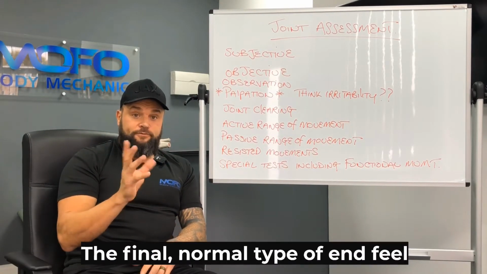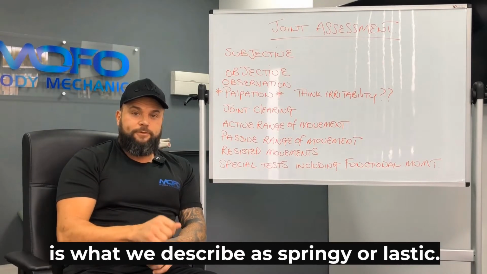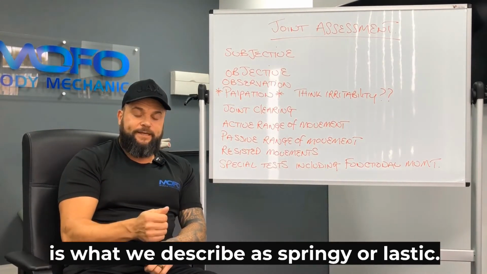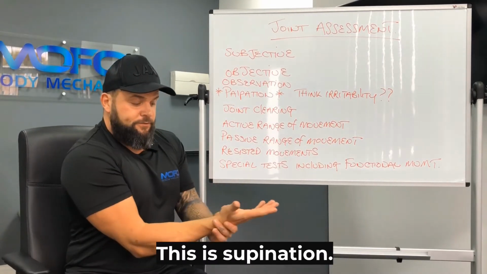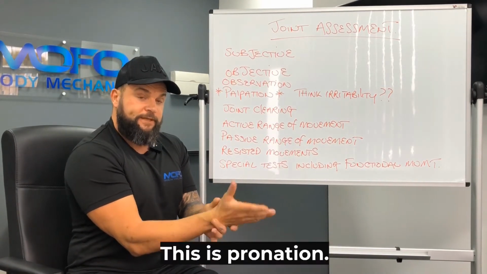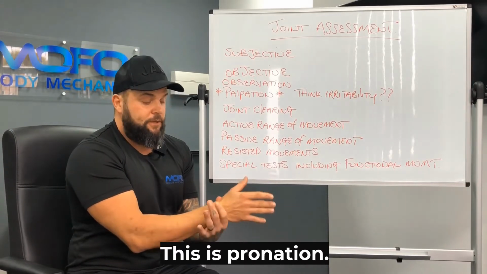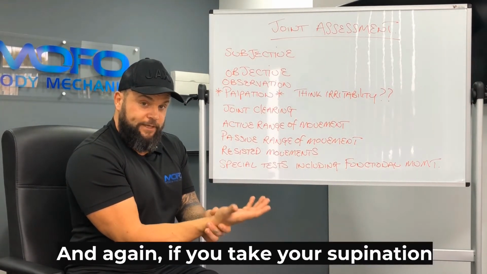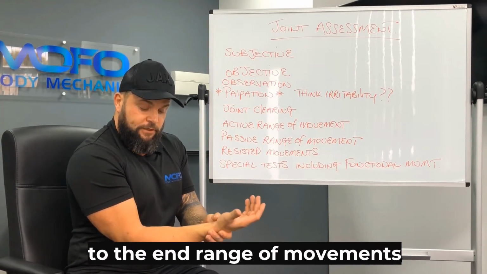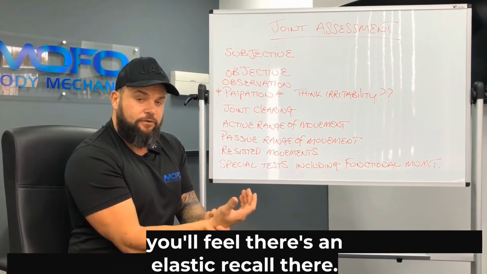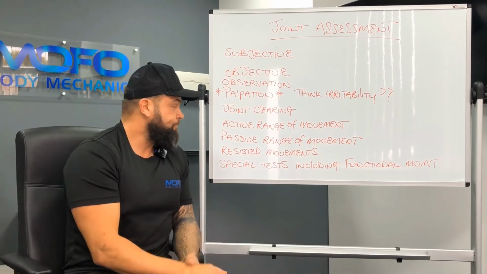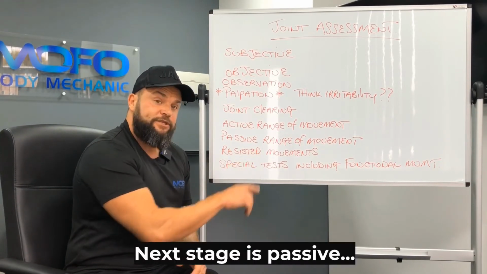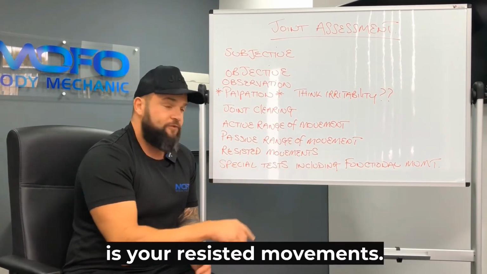The final normal type of end feel is what we describe as springy or elastic. If we take the elbow joint again, this is supination, this is pronation, and if you take your supination to the end range of movement, you'll feel there's an elastic recoil there, and that's what we describe as springy or elastic. Next stage is your resisted movements.